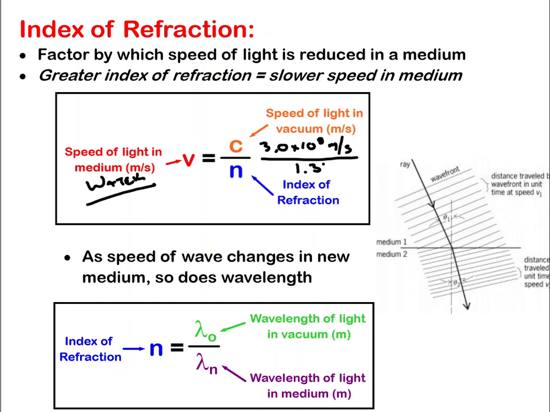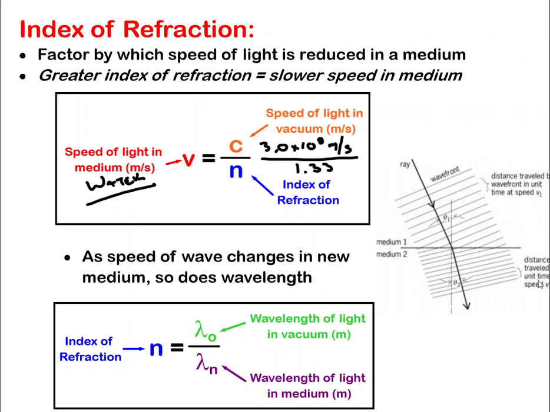So if we take water, 3.0 times 10 to the 8th meters per second divided by 1.33, you can throw this into your calculator, but you would see this would be a lower number than the speed of light in a vacuum, and therefore electromagnetic waves, light, travel slower in water than they do in a vacuum.